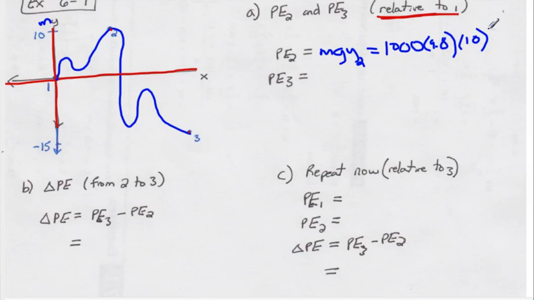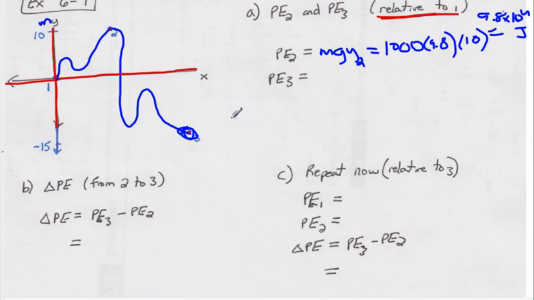So that comes out to, let's see, a calculator here, and it looks like if I put it in scientific notation, I get 9.8 times 10 to the 4th. And we're talking energy, so joules, right? What about point 3? What about over here?